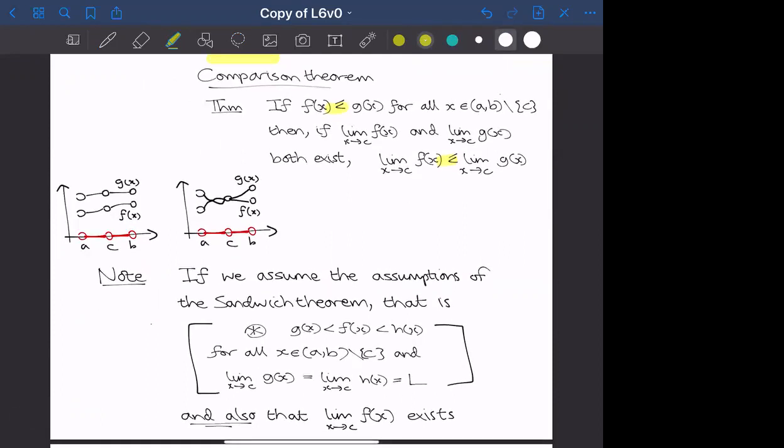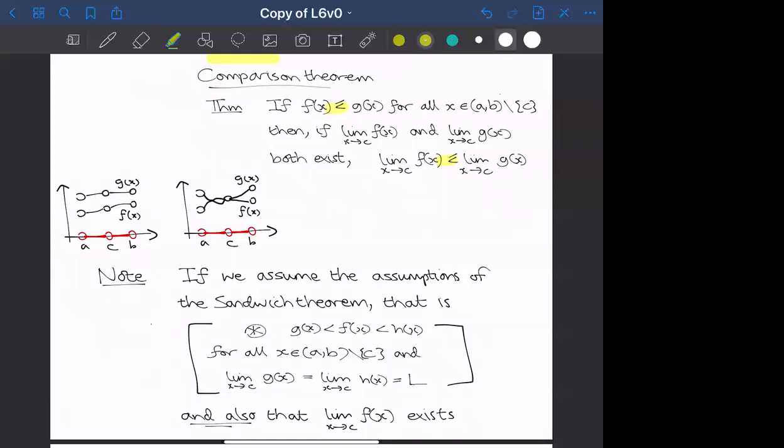So this seems to be related to the sandwich theorem, but we have to be careful. In the comparison theorem, we assume both limits exist. But remember, in the sandwich theorem, the theorem let us conclude that the limit of f exists, just because we knew that the limits of g and h existed and we knew something else. So this note is about that.